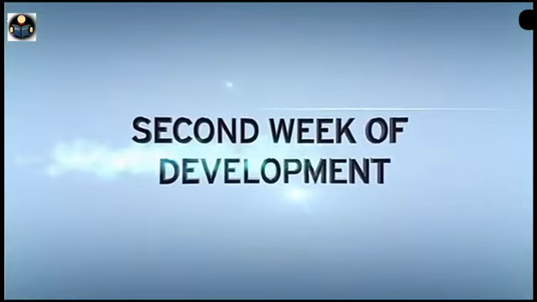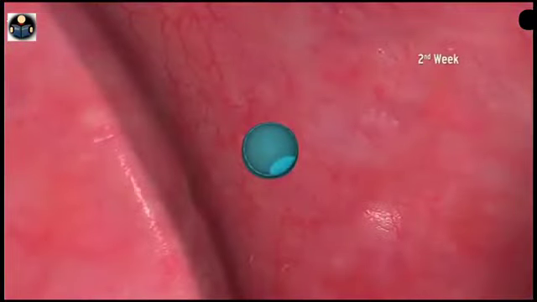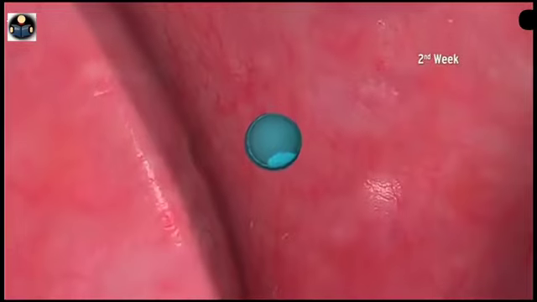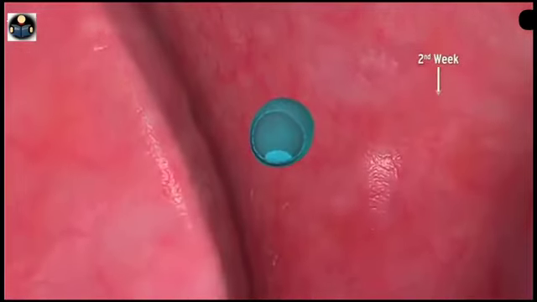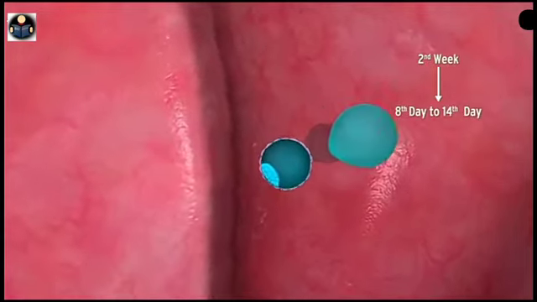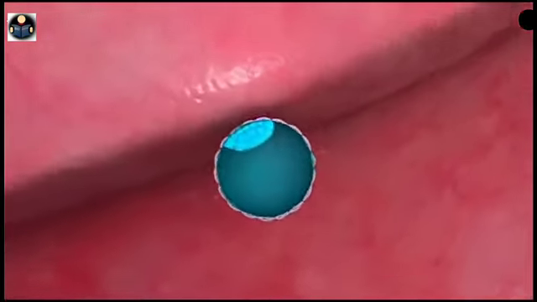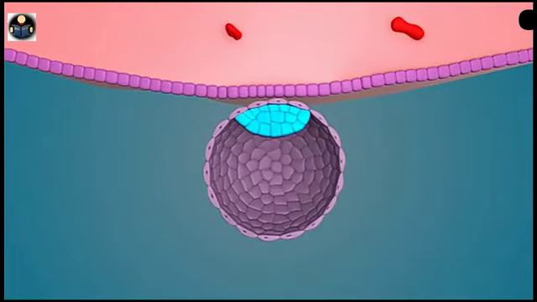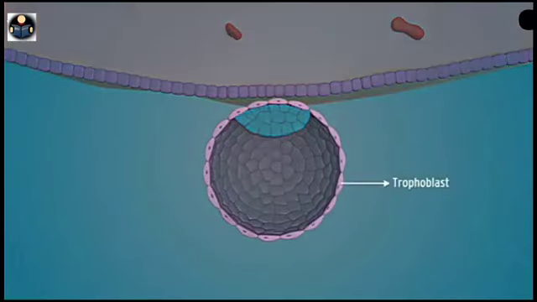Second week of development. Second week of embryo development. Second week of embryo development starts from 8th day to 14th day after fertilization. Major changes happening during second week of fertilization are changes happening in the trophoblast and changes happening in the embryoblast.